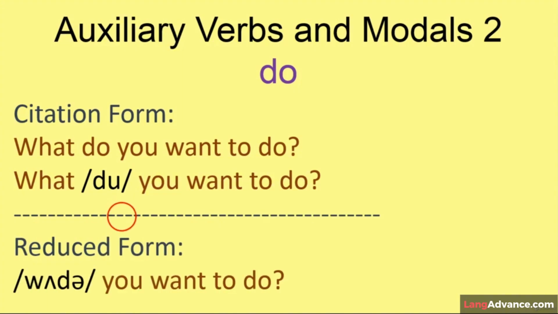However, in reduced form, do becomes duh, written with the schwa. And when combined with what, we change the T sound to a D sound. Whadda, whadda. What do you want to do? Repeat after me. What do you want to do?